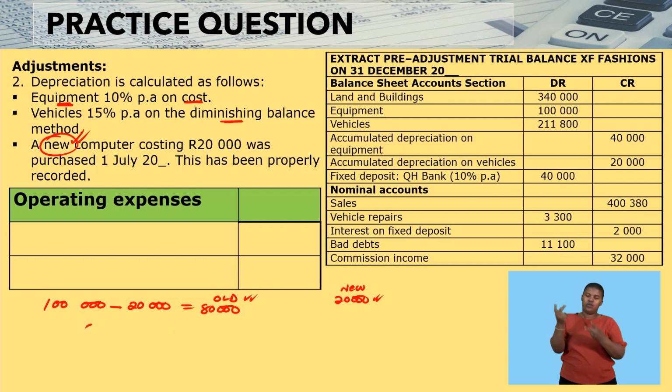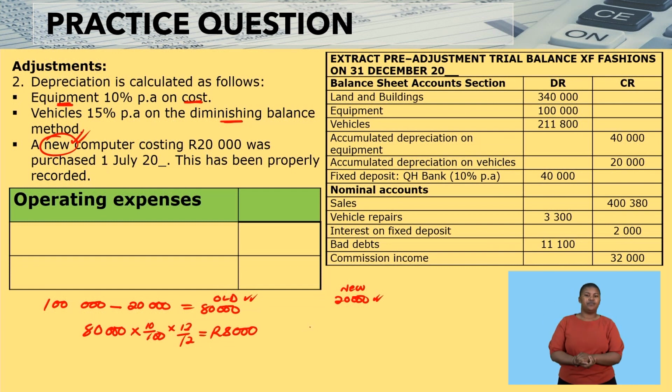The old is 80,000. Multiply by the depreciation rate, which is 10 over 100. Multiply by 12 over 12. This will give me the depreciation amount. Please punch that in your calculator. You will get 8,000. Let's come to the new one.